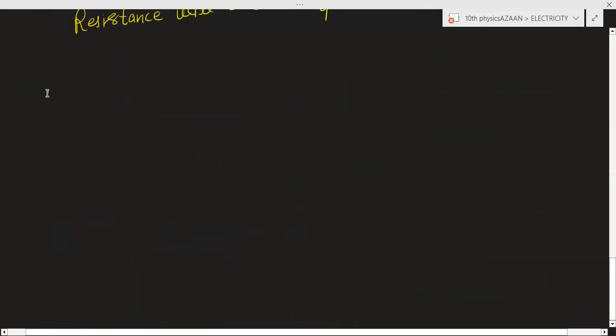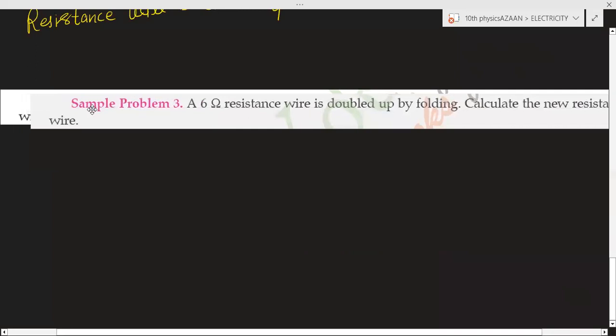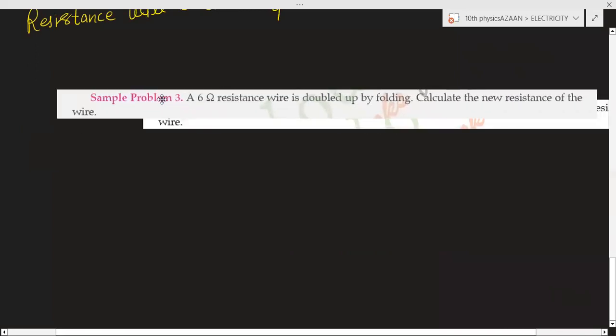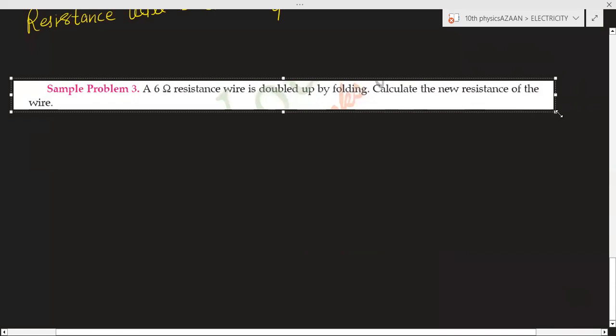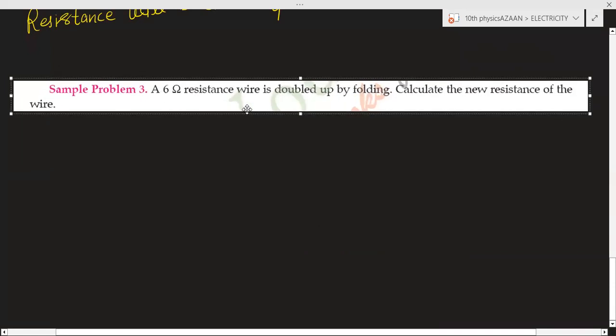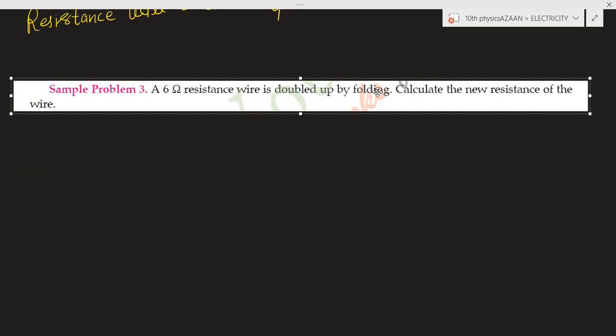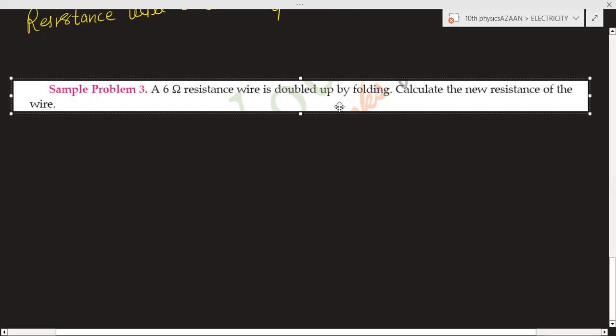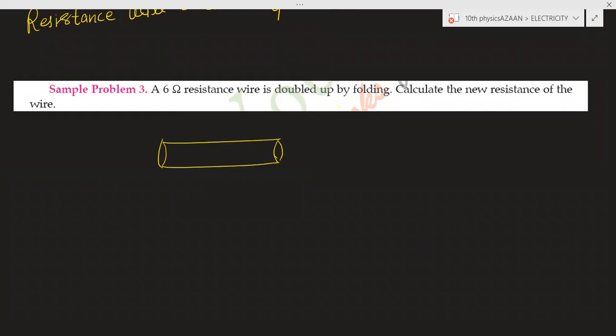Second question. A 6 ohm resistance wire is doubled up by folding. Calculate the new resistance. Okay. So for example, suppose this is the wire we have.